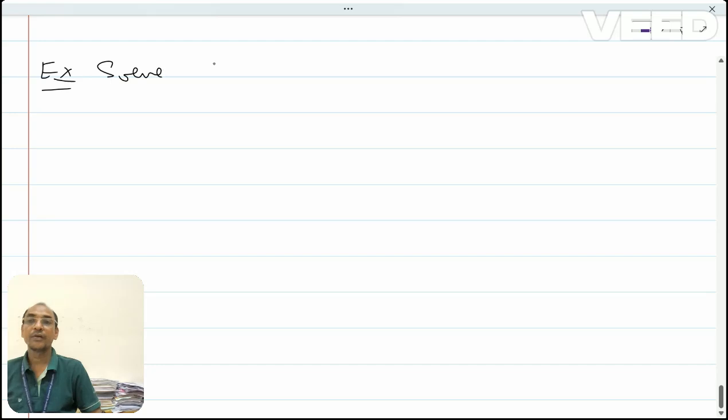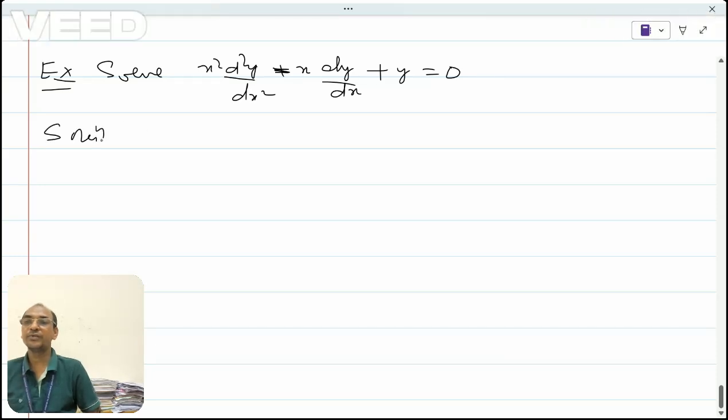Here we will take some examples on the Cauchy-Euler type equation. Example 1: solve x square d square y by dx square minus x dy by dx plus y equal to 0. Now, in order to solve this, what is the transformation we will apply? We will take x equal to e to the power z.